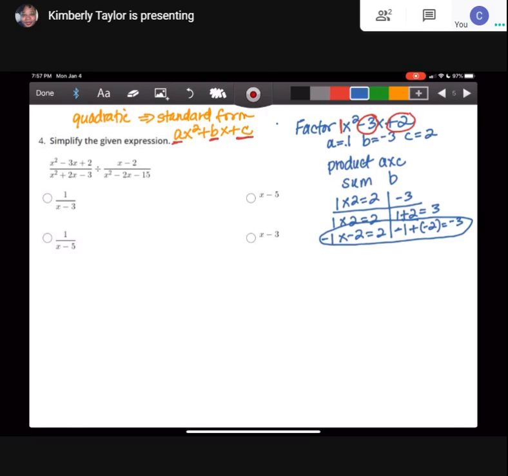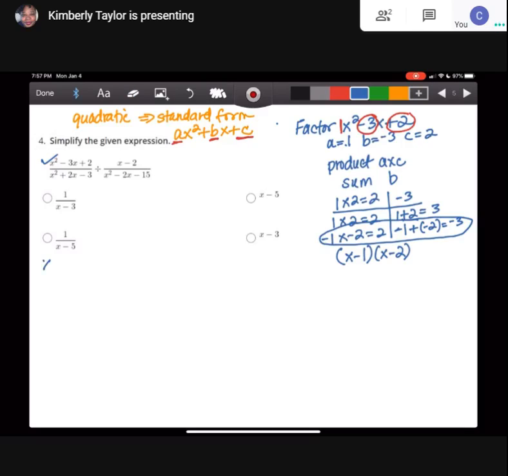But anywho, so if I need to factor this x squared minus 3x plus 2, I can just say it's going to be x minus 1, x minus 2. Okay, so I've checked this one off. I've done that one. So let's do the next one.